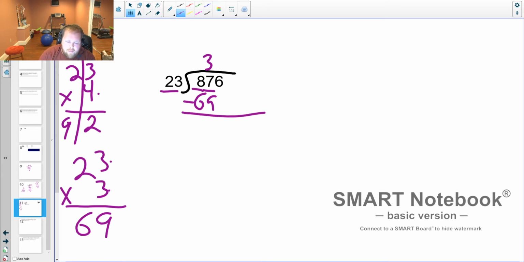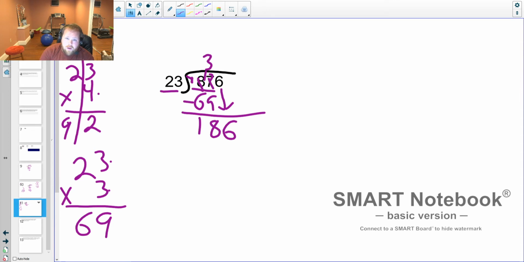All right, 7 minus 9. Can't do it. Cross that out. Make it your 7. Make this a 17. 17 minus 9 is 8. 7 minus 6 is a 1. Mr. Frost, bring down the 6. Oh, that's a great idea. So we're going to make sure to bring down that 6. So, 186.